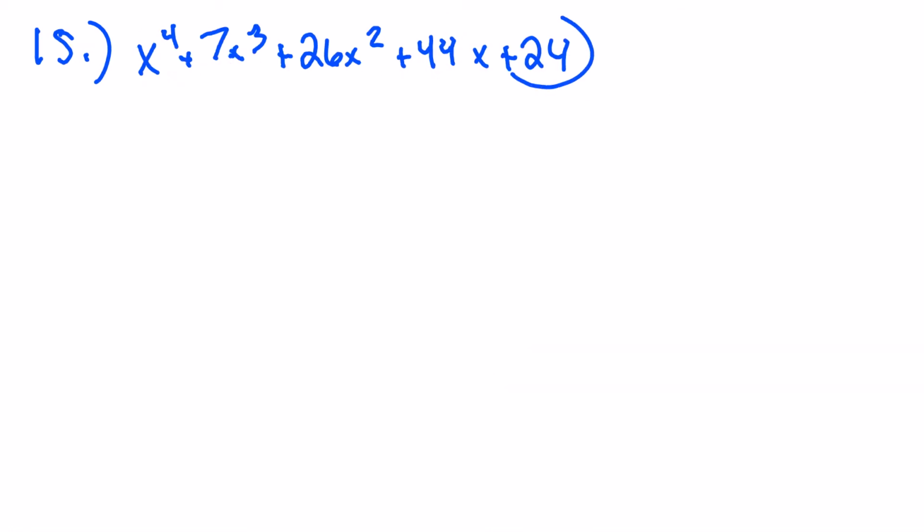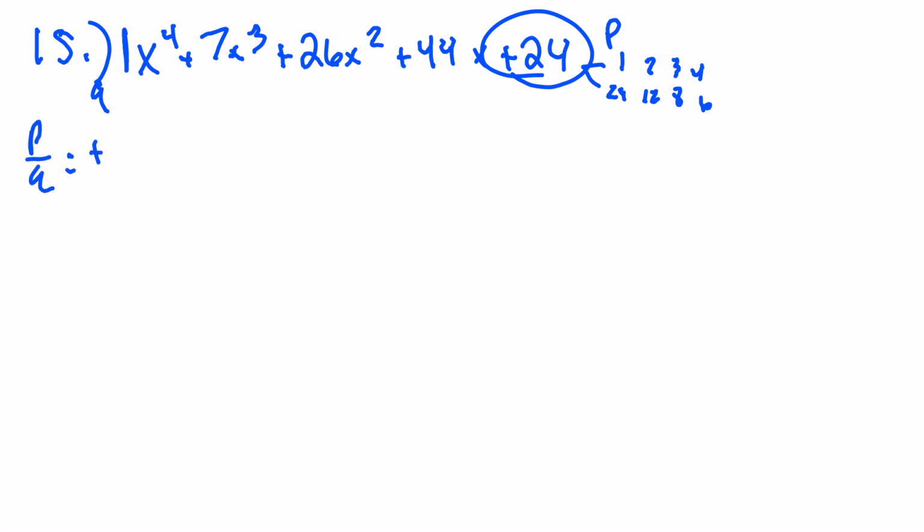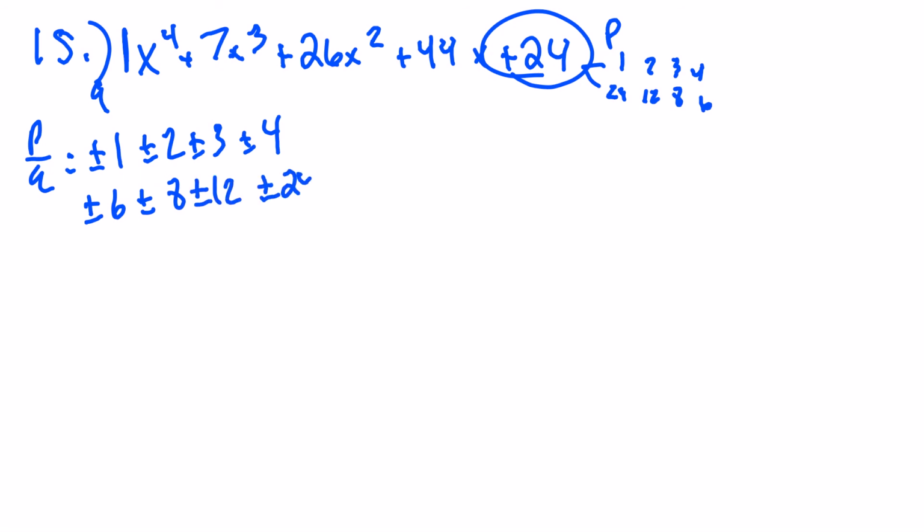Alright, 15. Start off and find a p. I find a q. P, alright, the factors of p, that's 1 and 24, 2 and 12, 3 and 8, 4 and 6. Since q was 1, I know my p's over my q's are plus or minus 1, plus or minus 2, plus or minus 3, plus or minus 4, plus or minus 6, plus or minus 8, plus or minus 12, plus or minus 24.